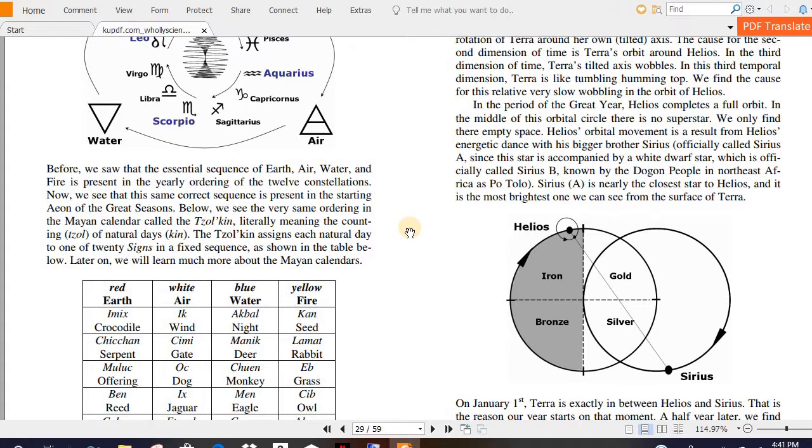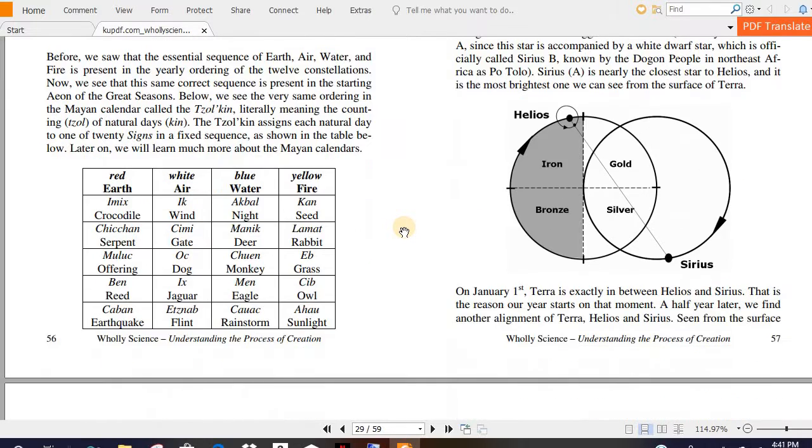Tzolkin. Literally meaning the counting, tzol, of natural days, kin. The Tzolkin assigns each natural day to one of 20 signs in a fixed sequence, as shown in the table below. Later on, we will learn much more about the Mayan calendars.